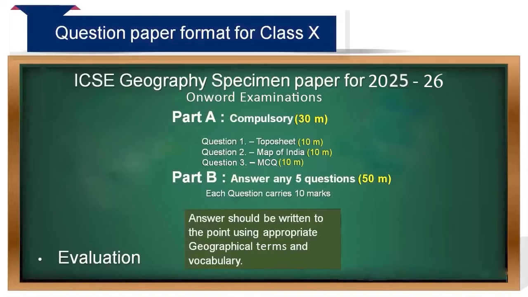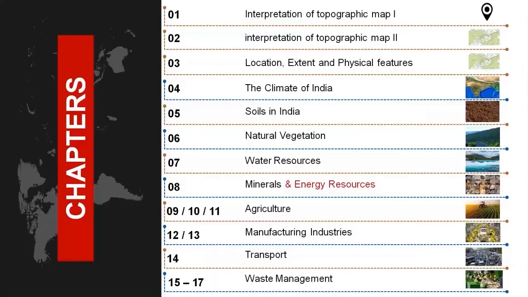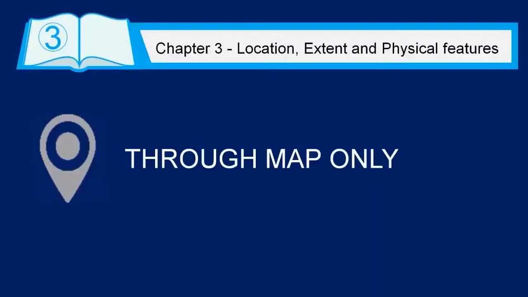In the present video, I have given chapter-wise guidelines to prepare for the ICSE examination of geography based on the syllabus. You can see in the slide the content given in all. Now, we will discuss how to study chapter-wise while preparing for the examination. First of all, remember, Chapter 3 on location, extent and physical features of India is to be studied through map only. This has been covered in the map pointing section.